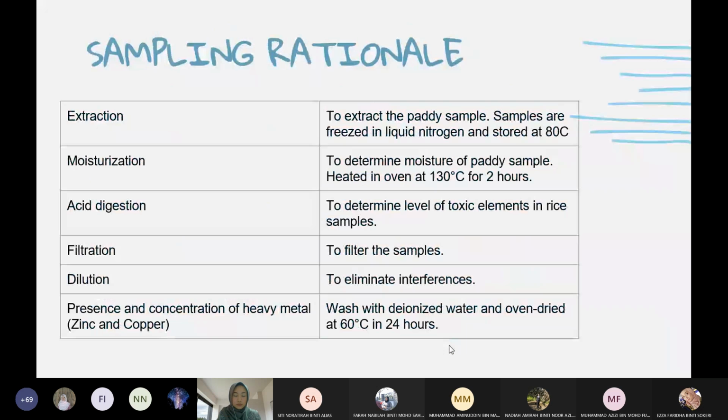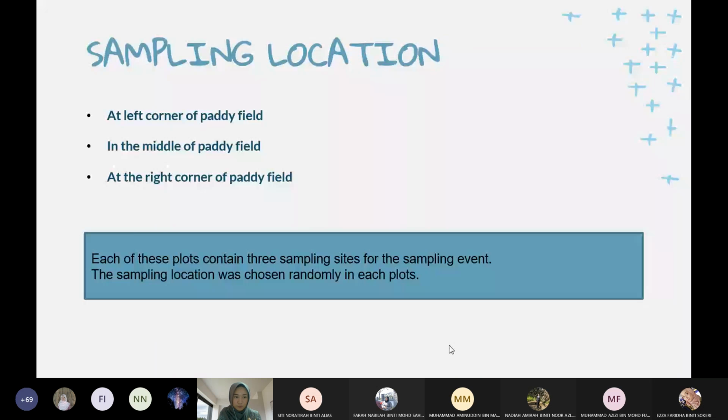Now, the sampling location of flora samples. Okay, for the sampling location of flora samples, it is being conducted at the left corner, in the middle, and at the right corner of the paddy field.